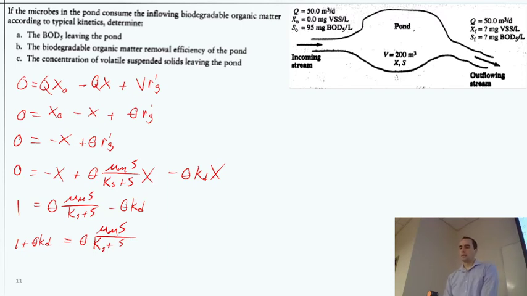And then let's see, we can divide both sides by theta. Probably also want to go ahead and multiply both sides by the ks plus s so that we can get the s out of that term.